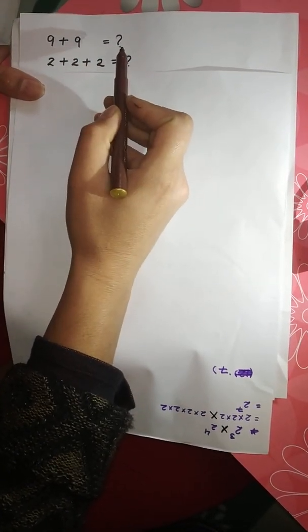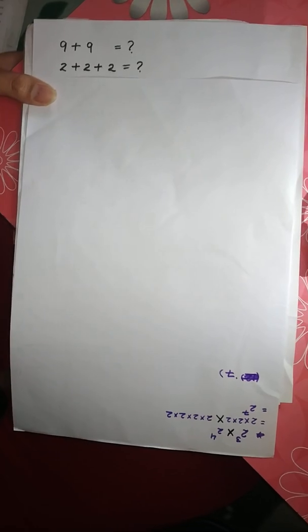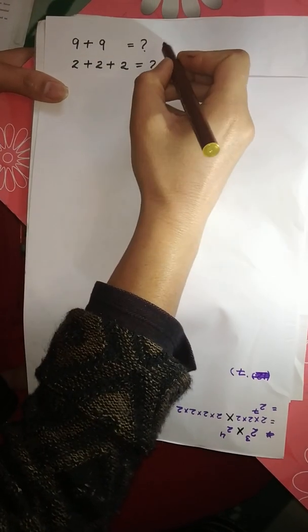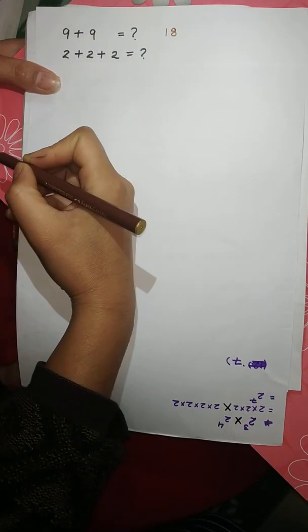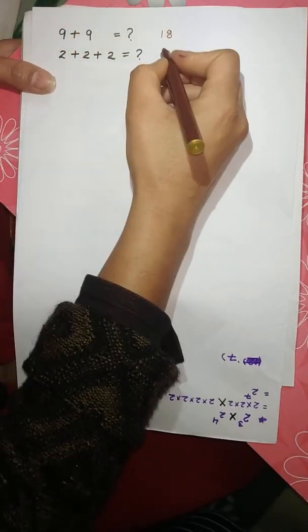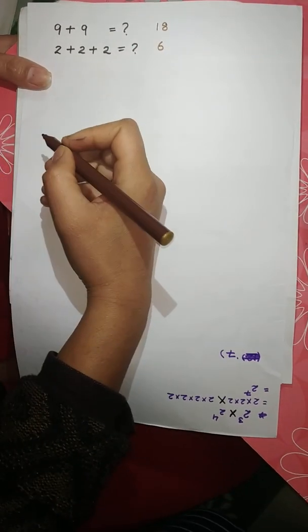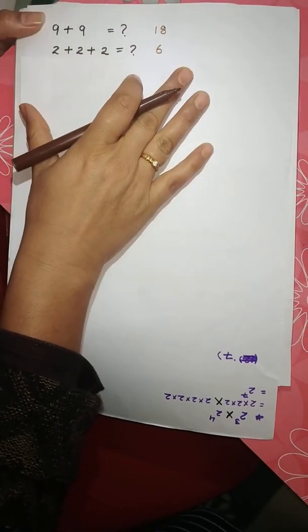Can you calculate this? I suppose all of you can. This means 9 plus 9, 18, and 2 plus 2 plus 2 is 6. This was quite simple.